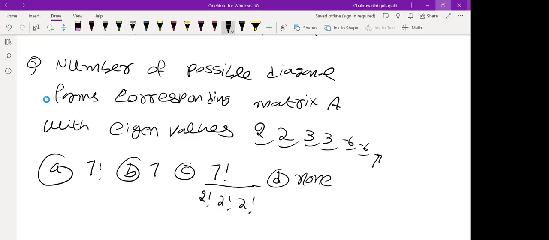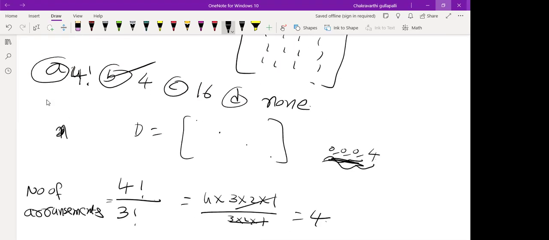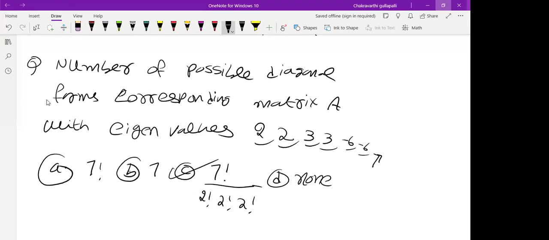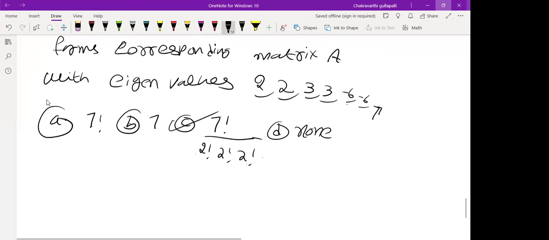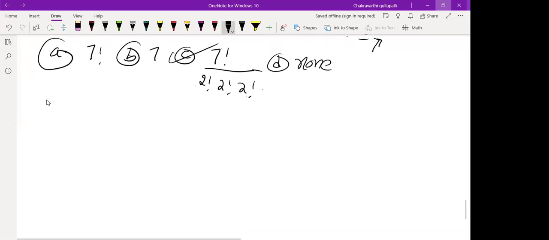So, which option is correct? C, ma'am. The option C is correct, not the second. Because if you blindly remember, earlier it was 4 factorial for 4, so I said 4. If you memorize and go, you may write 7, which is not correct. It is 7 factorial by 2 factorial, 2 factorial, 2 factorial. Why is it so? 7 eigenvalues, 2 is repeating 2 times, 3 is repeating 2 times, -6 repeating 2 times. Okay, so now you know this.